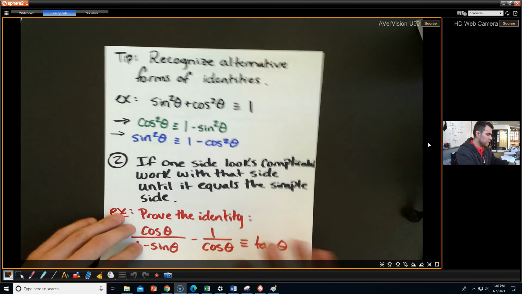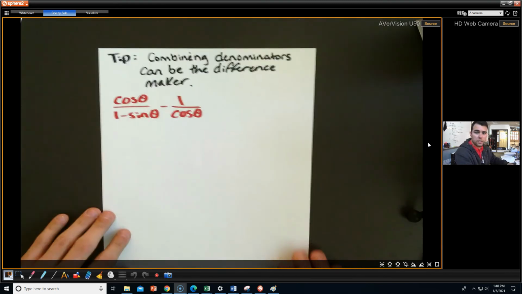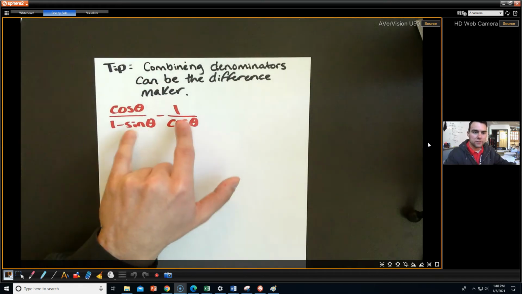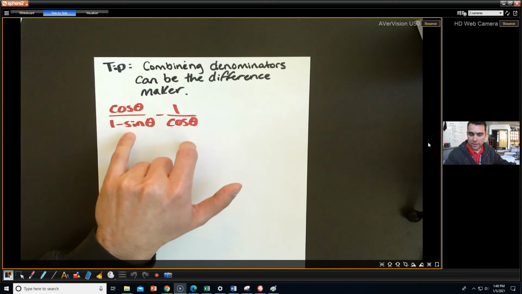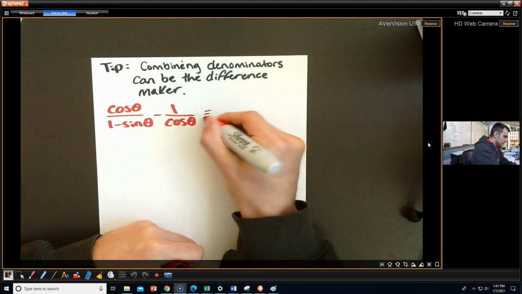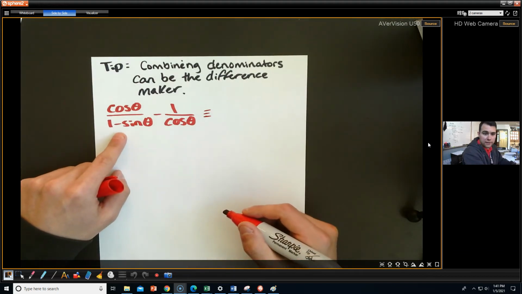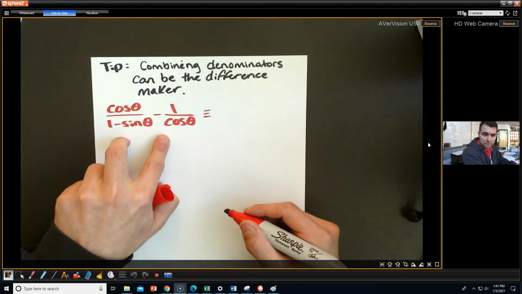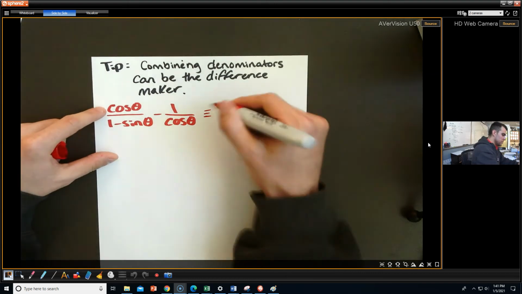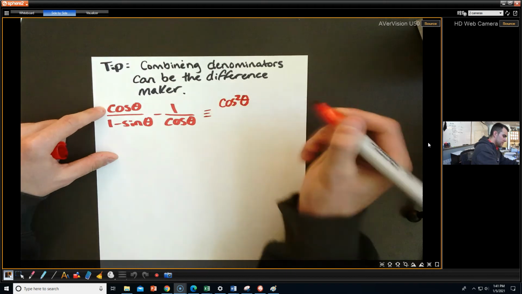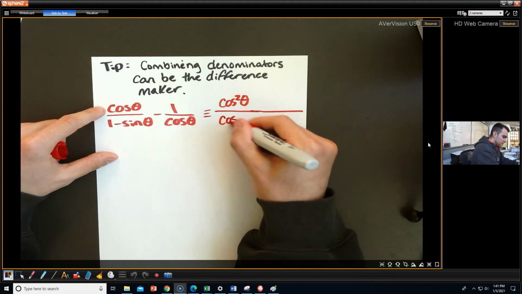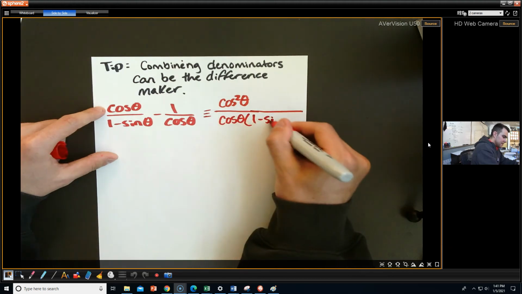One more tip before we actually tackle this guy is combining denominators, which can be a real difference maker. That's a good first move right off the bat if we're just working the left-hand side. So let's go ahead and do that. If I want to combine, I have to make these have the same denominator. On this left one, I have to multiply the top and the bottom by cosine. So cosine times cosine is cosine squared theta, and this is going to be over cosine times 1 minus sine theta.